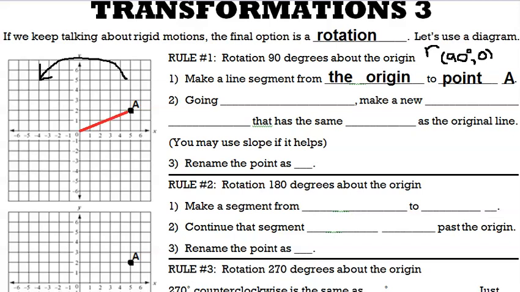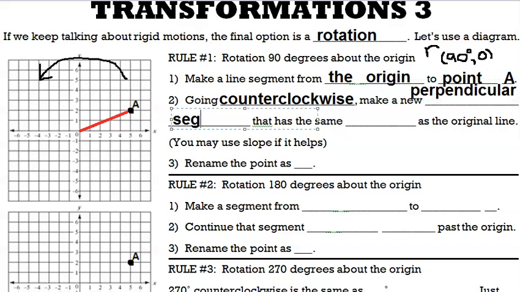Now, this is where people get confused. The rule is if they don't tell you which direction to go, the expectation is that you go counterclockwise. All right, now, this is where people are going to make some mistakes too. If we want it to be counterclockwise and make a 90-degree angle, that means the new segment that we make is going to have to be perpendicular. I'll move it up. Make a new perpendicular segment that has the same length as the original line.